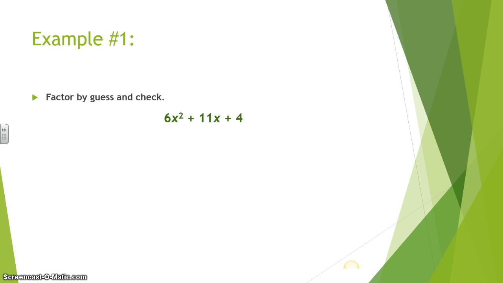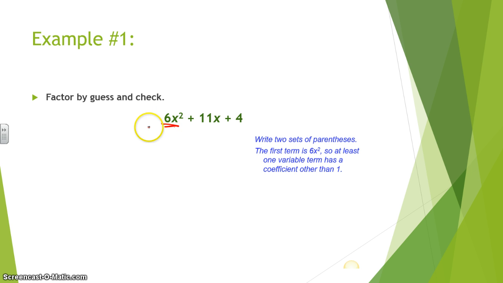The first example, they're wanting you to factor it by just guess and check. So what you need to think about is you need to set two sets of parentheses. And looking here at the first term, this is 6x squared. So at least one variable has to have the coefficient other than 1. So here I have my sets of parentheses. You have to think of what are factors of 6 and what are factors of 4 that would give you your factors of 6 and 4, but would add up to be 11.